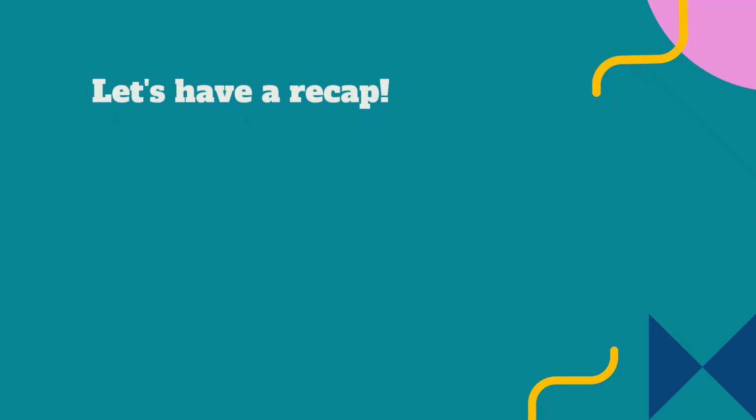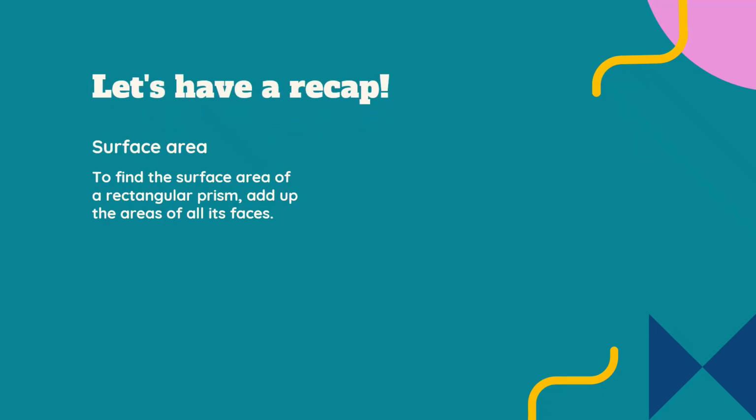Let's have a recap. To find the surface area of a rectangular prism, add up the areas of all its faces. So for the formulas, for a rectangular prism, we have 2 times the quantity of length times width plus width times height plus height times length. For a cube, surface area is equal to 6 times the square of the side.